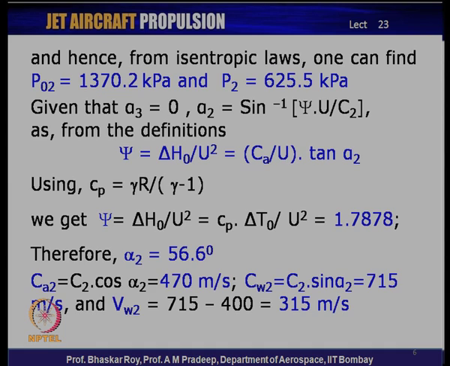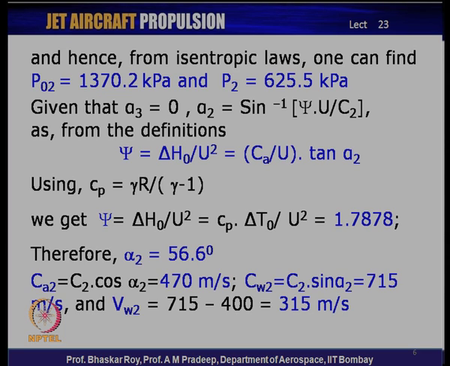Now, from all these calculations, what we get is alpha 2 is equal to 56.6 degrees. This is the angle at which the flow is coming out from the stator nozzle. Correspondingly, CA2, the axial component of this velocity, would be 470 meters per second, and CW2, that is the whirl component or tangential component of the absolute velocity, would be 715 meters per second. And of course, your VW2, that is the relative tangential component, would be 315 meters per second.